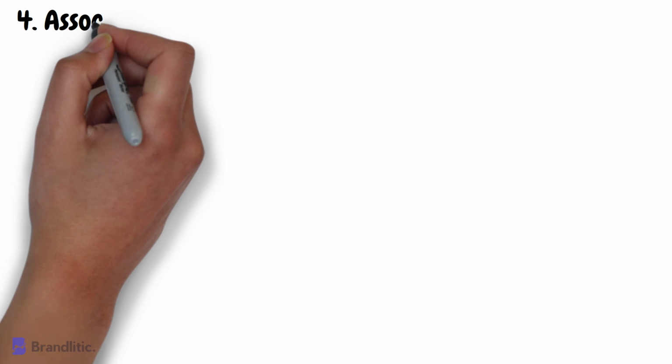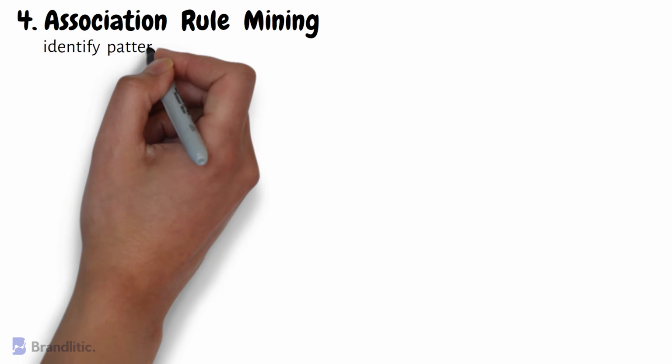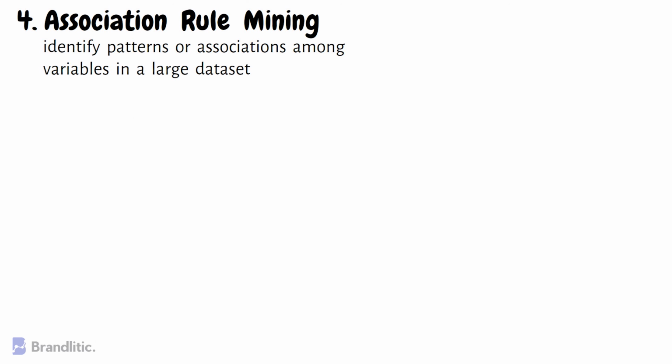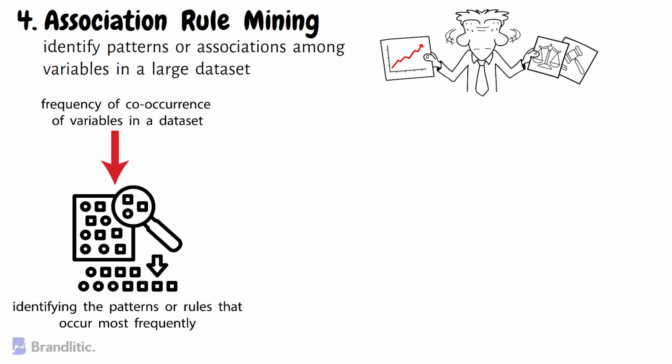Next, number 4, association rule mining. This data mining technique is used to identify patterns and associations among variables in a large data set. Here, the goal of association rule mining is to discover interesting and meaningful relationships between variables that can be used to make informed decisions. Association rule mining works by examining the frequency of co-occurrence of variables in a data set and then identifying the patterns or rules that occur most frequently.